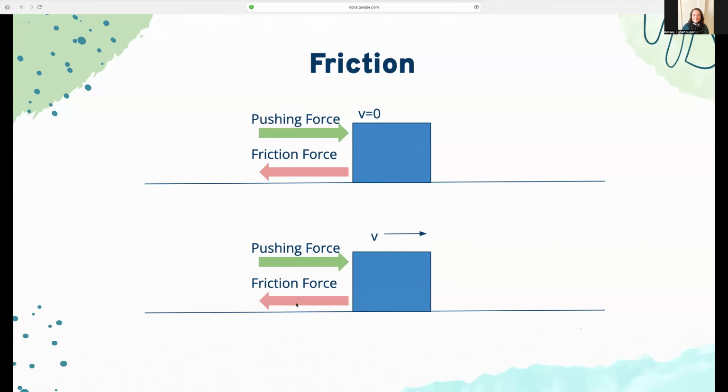But yeah, so for this example of trying to keep a constant speed, if your pushing force isn't equal and opposite to your friction force, you'll end up with a net force pointing in the opposite direction of your velocity. And if that happens, that means our object would slow down. So that's a change in the velocity, which means there's acceleration.